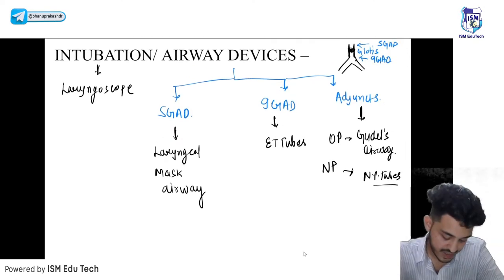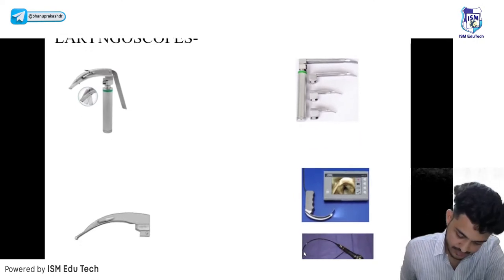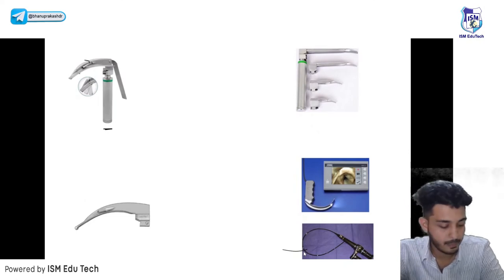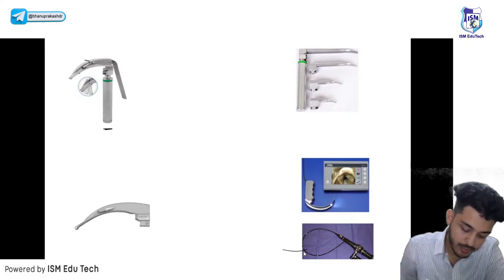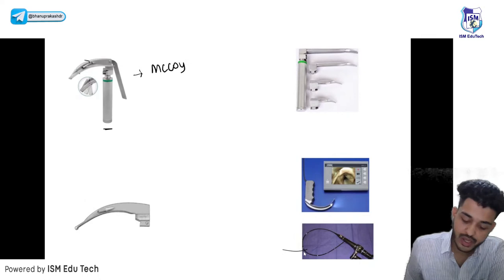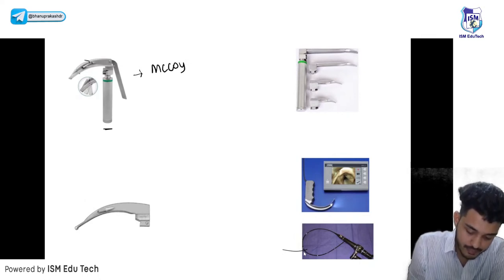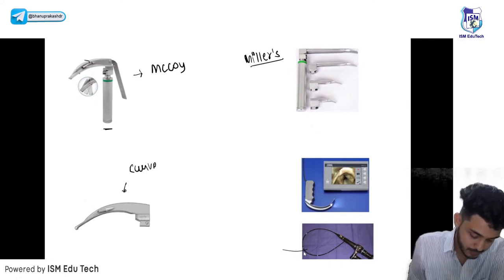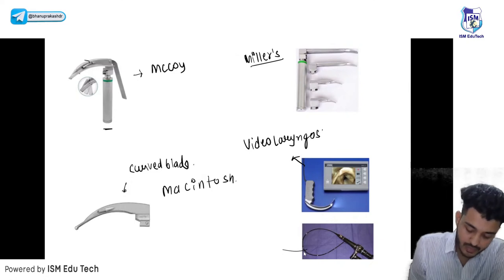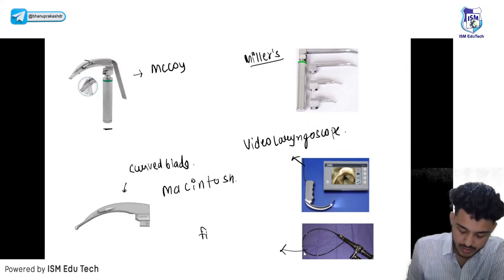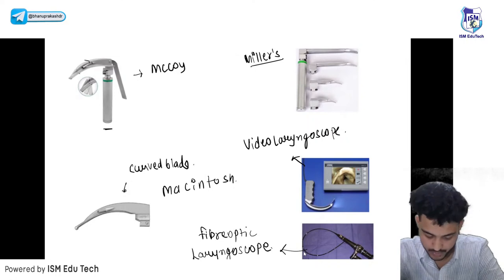First, let's talk about laryngoscopes. Can anyone tell me what these laryngoscopes are? Which is this laryngoscope? This is your McCoy laryngoscope. This one is a straight blade, that is your Miller's. This one is a curved blade, known as McIntosh. This one is your video laryngoscope. This one is your fiber optic laryngoscope.